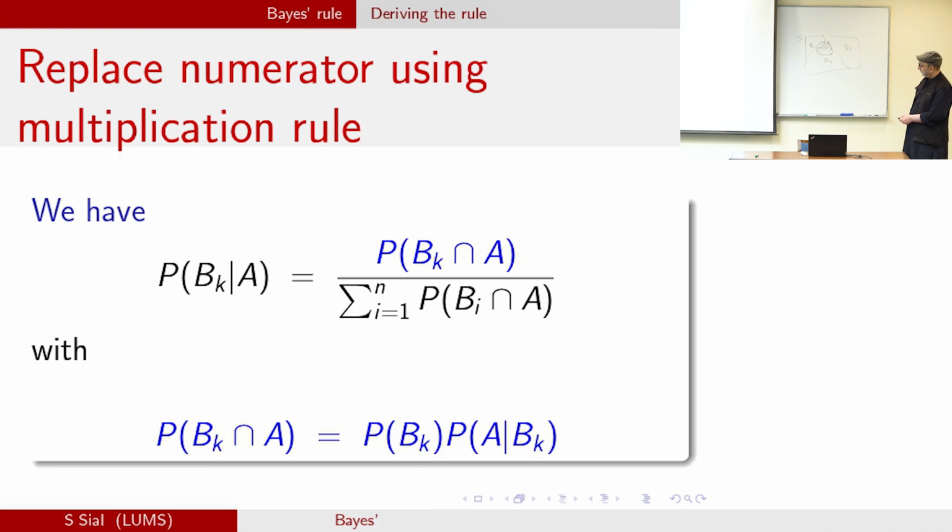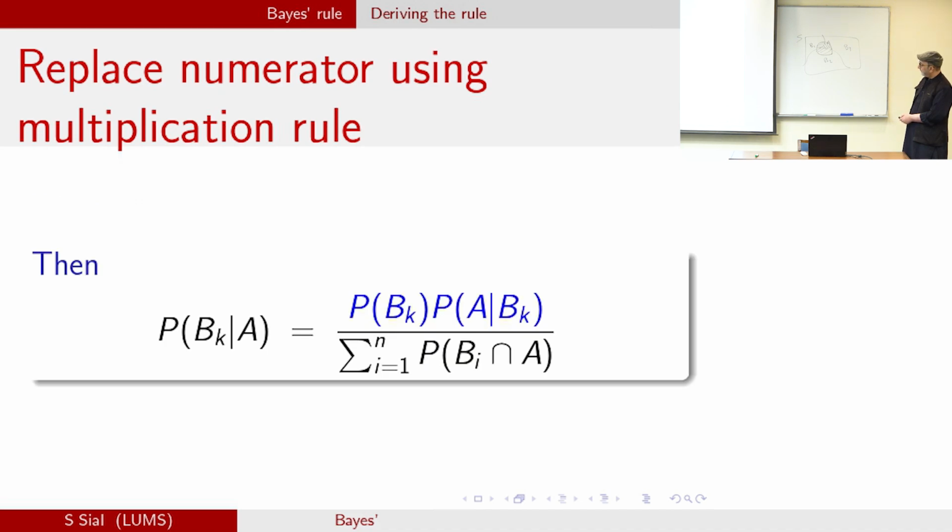We're going to rewrite the numerator with this, and we've already rewritten the probability of A this way. Now we finally have what we want: the probability of BK given A is the probability of BK times the probability of A given BK, that is, the probability of the intersection of BK and A, divided by the probability of A, which has been rewritten using total probability.